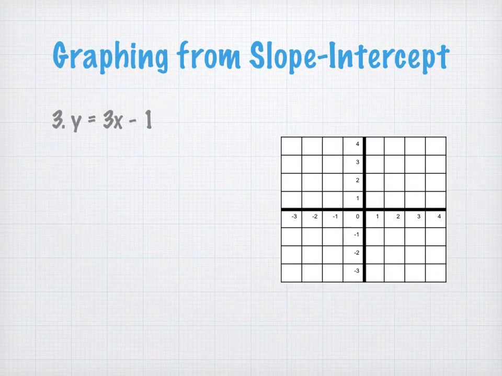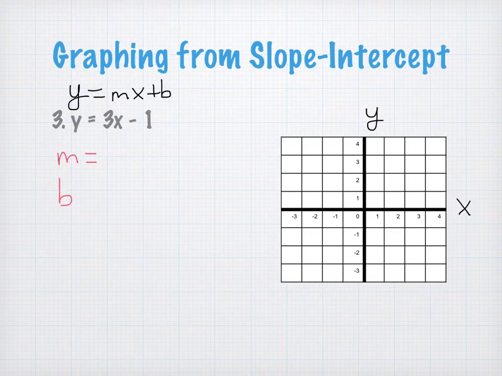All right, now might be a good time to hit pause and try number 3 on your own. I'll give you a hint. It's in slope-intercept form. You might want to label your axes and identify what your slope and y-intercept are first.